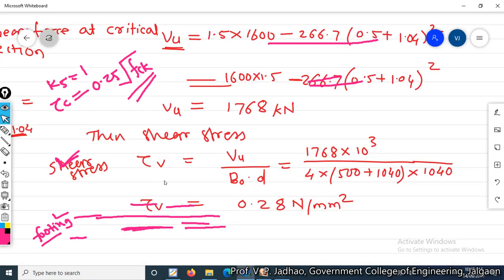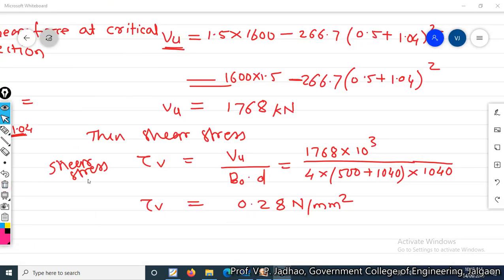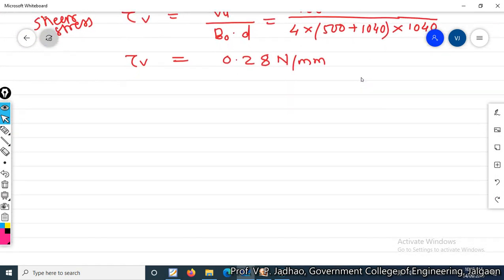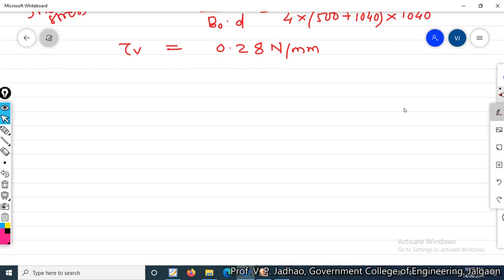Again we'll go here. We have got the value of shear stress tau v equal to 0.28 Newton per mm square.